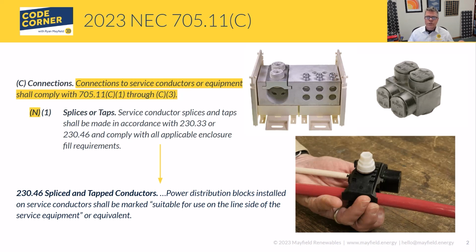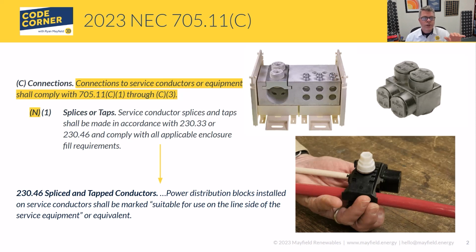230.33 basically says service conductors shall be permitted to be spliced or tapped in accordance with 110.14, 230.46, and a couple other things in 300. So basically 230.33 is saying, yeah, we can do this. We need to follow some very specific rules, but we can. 230.46 is referenced within 230.33, and you can also see that it's referenced directly here in 705.11. So 230.46, this is where the 2020 change happened that I just mentioned, that it was delayed in implementation.